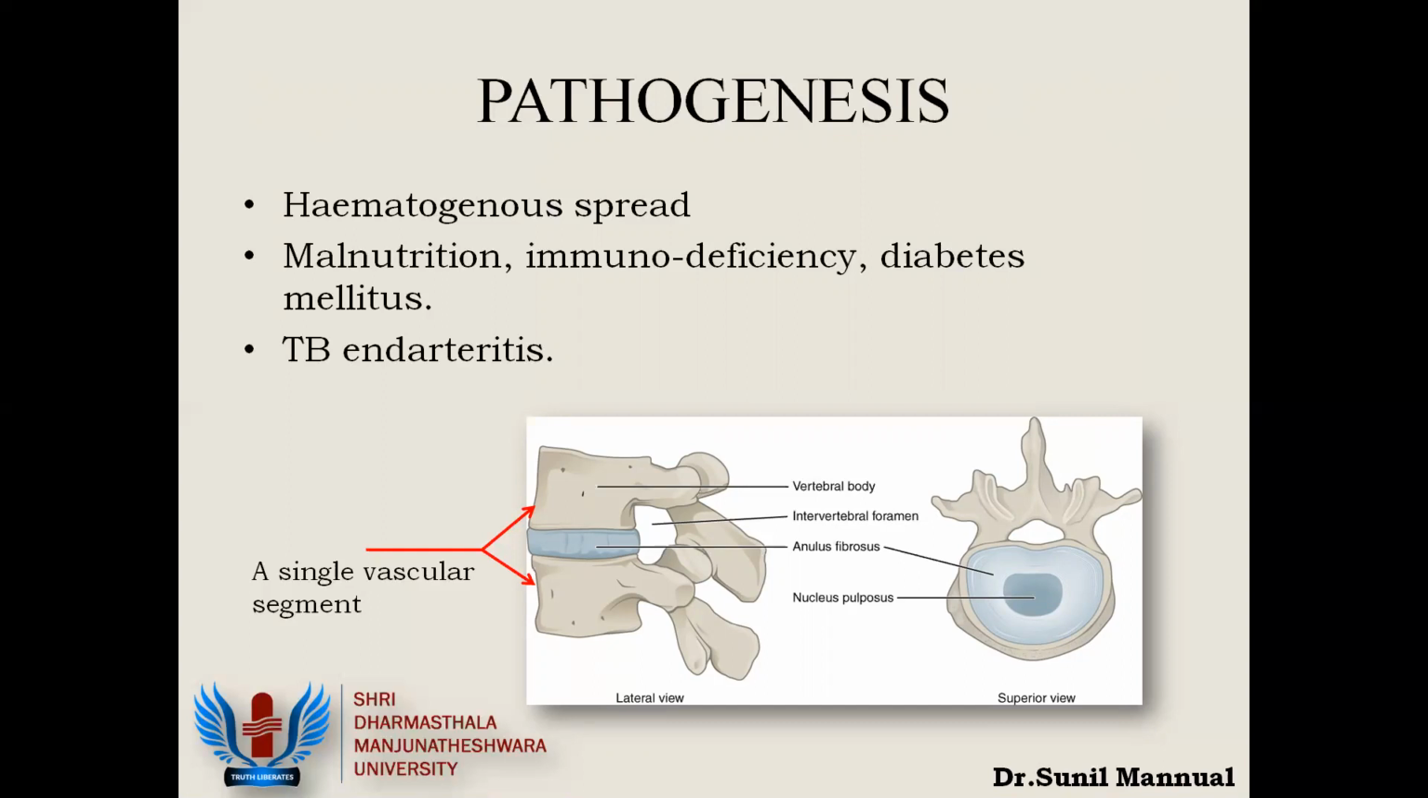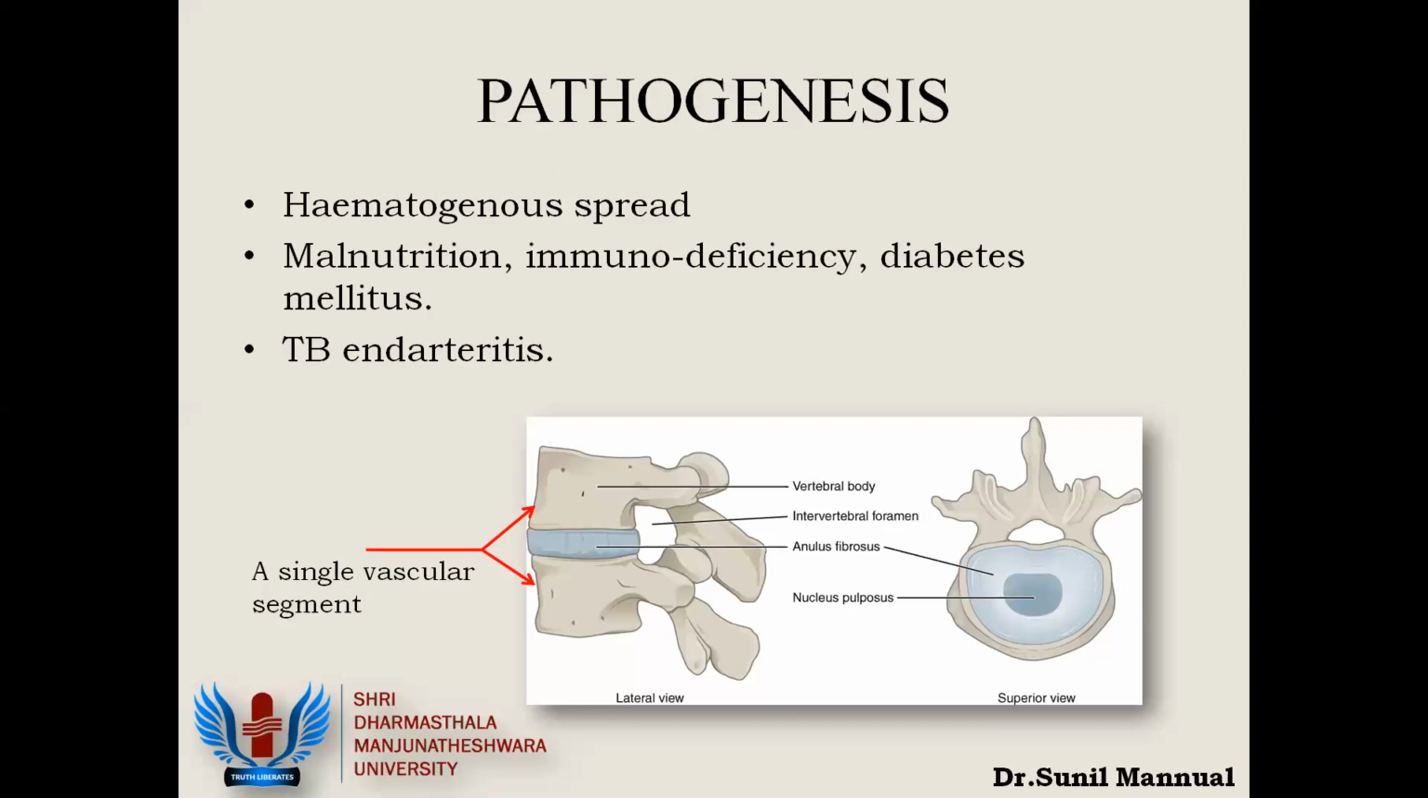Here, amongst all the risk factors, the most important risk factor is malnutrition. So during times of very bad malnutrition, we see that people can throw up secondary tuberculosis. And the primary pathology in this secondary tuberculosis in bone is endarthritis. I've put a picture to make you understand what a vascular segment is.